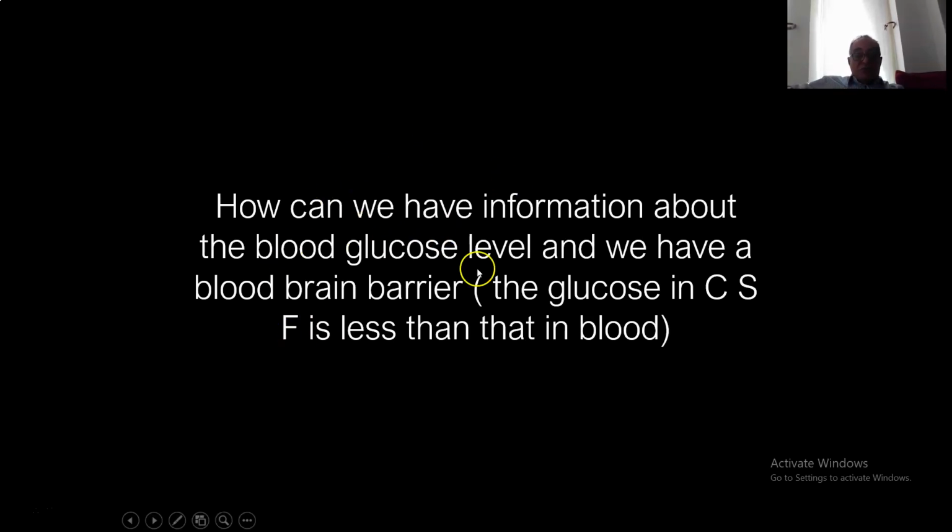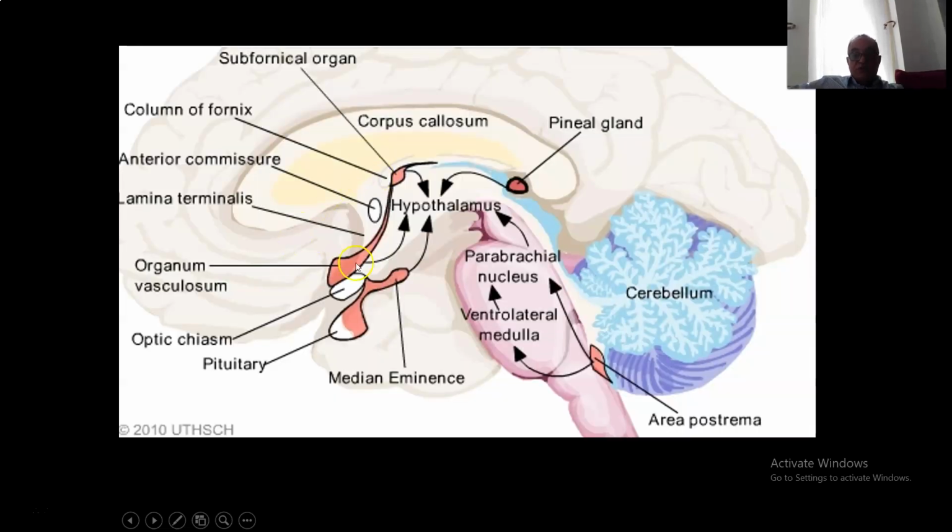When I was young, I always used to ask how we can have information about the blood glucose level when we have a blood-brain barrier. We all know that the glucose level in the cerebrospinal fluid is far less than that in the blood. Let's say it is 40 to 80 milligrams per deciliter, while in the blood it is 80 to 120. So how can we get information on the blood glucose level? And this was the answer.